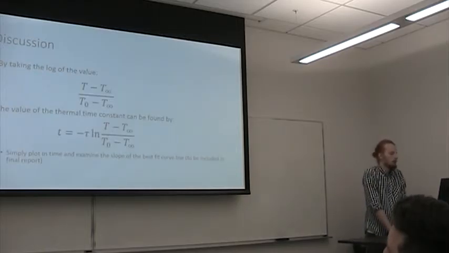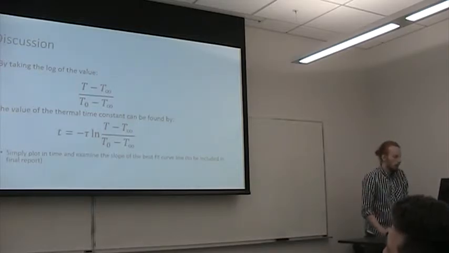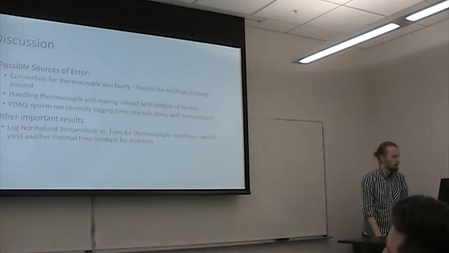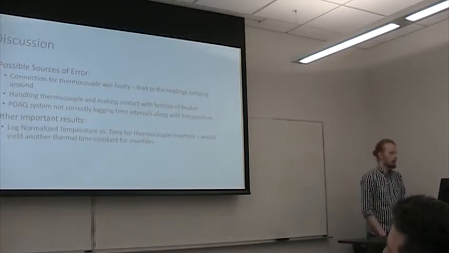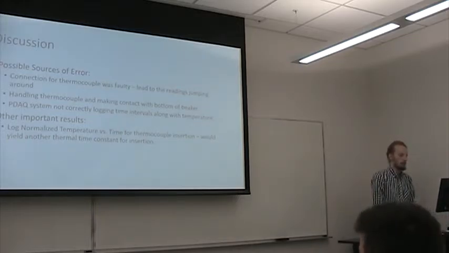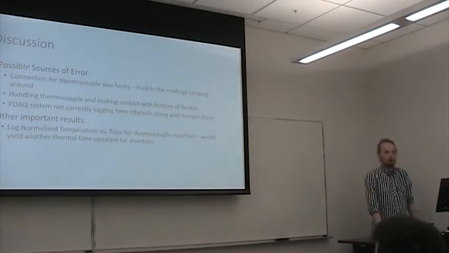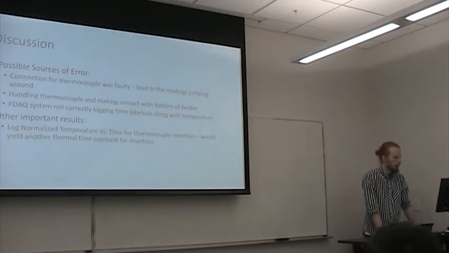Okay, so just discussing our results, we achieved these results for the time constant value by taking the log of that normalized temperature difference. And again, once we plot it in time and examine the slope of the best fit line, simply taking the inverse will yield the time constant result. Some possible sources of error during the experiment. It was noticed that during the experiment, the connection of the thermocouple was a little faulty. It was leading to readings jumping up and down a little bit. So having a more effective thermocouple would definitely enhance the accuracy of our results.